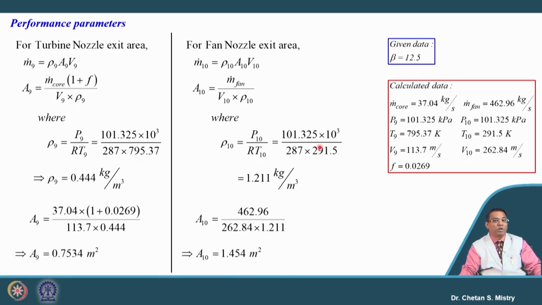So, for the formulation you need to be very careful about which mass flow rate you are talking about. Do not make a mistake here, specifically when we are discussing the turbofan engine.